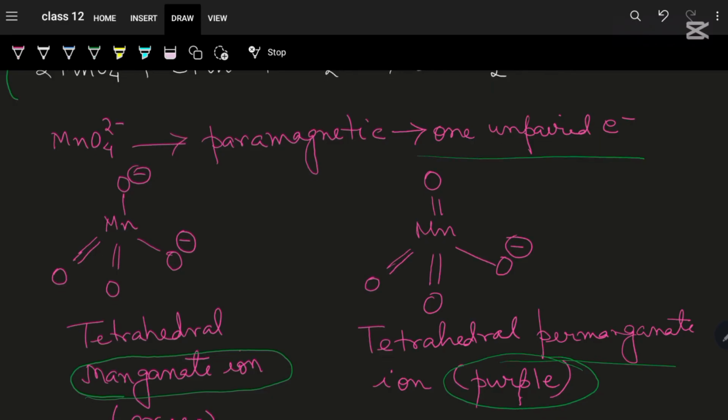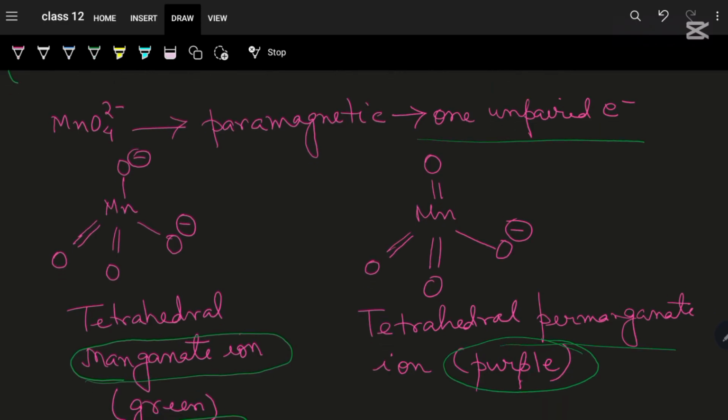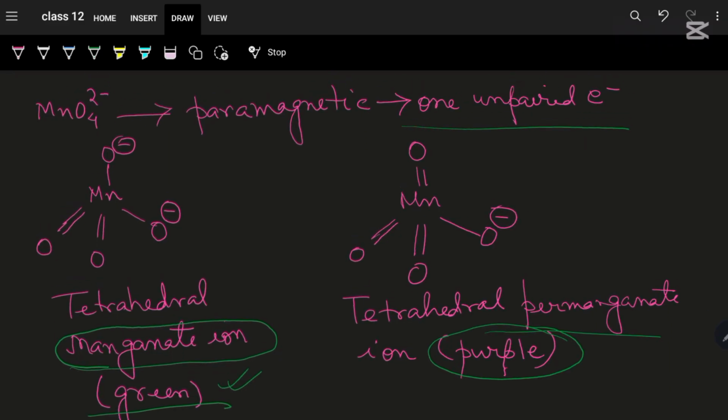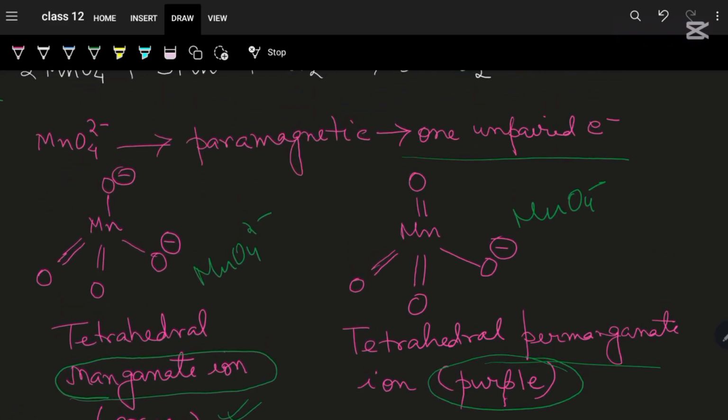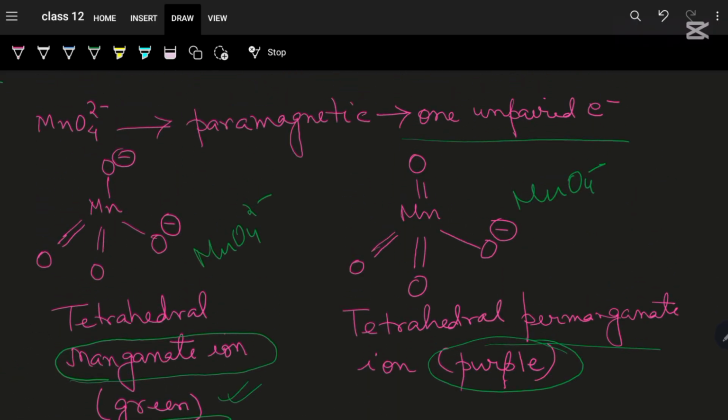Now, MnO4 2- is paramagnetic in nature, and it is known as manganate ion, having a tetrahedral structure. It's green in color. It has one unpaired electron, so it's paramagnetic. This one is your MnO4 2-, and this is your MnO4-, which is your permanganate ion. It is purple in color, having a tetrahedral structure. So these are the structures.